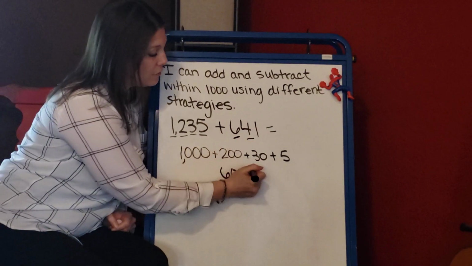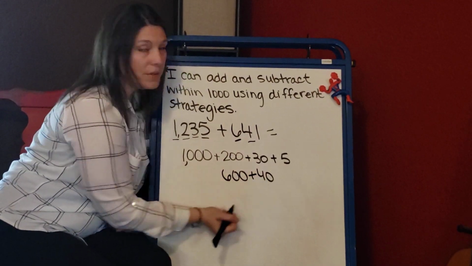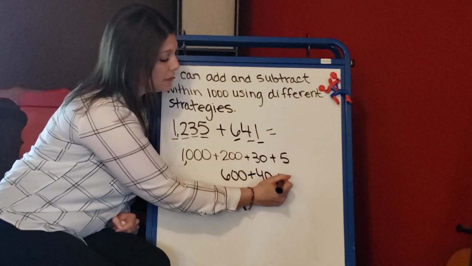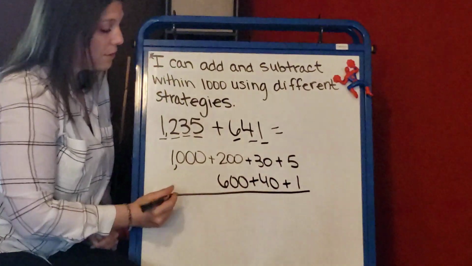My 4 represents 40. That will go in the tens place. And my 1 represents 1 in the ones place. And now I'm ready to go ahead and add.